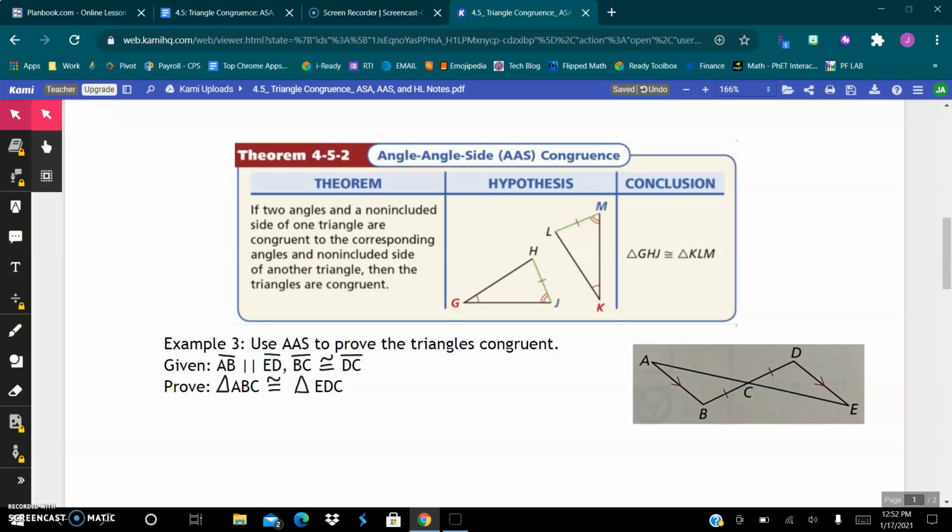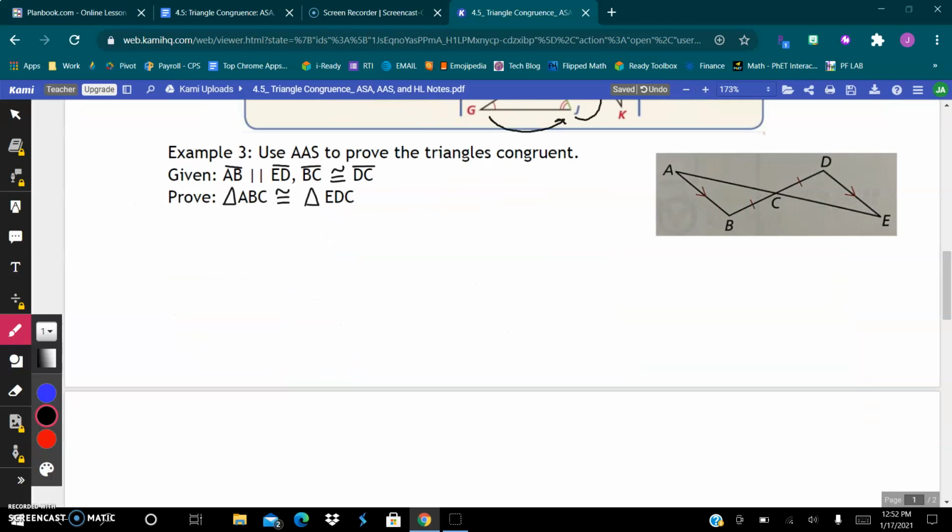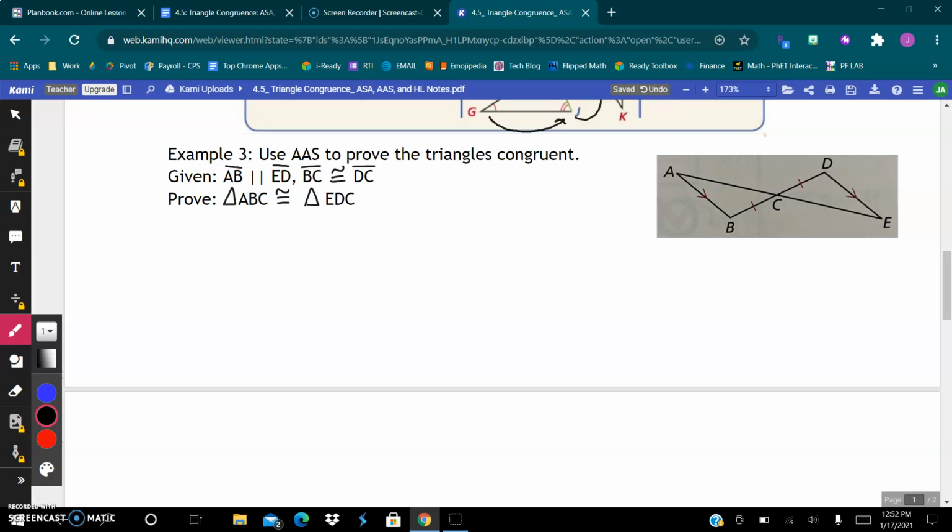Next, we have angle-angle-side, and that is if we have two angles and a non-included side. If we're going around the triangle, we start here, we have an angle, then another angle, and then a side. If we have that on two triangles, that proves that they are congruent. So example 3 says use angle-angle-side to prove the triangles are congruent. We're given that AB is parallel to ED and BC is congruent to DC. The arrows are showing parallel, and the tick mark is showing congruence.